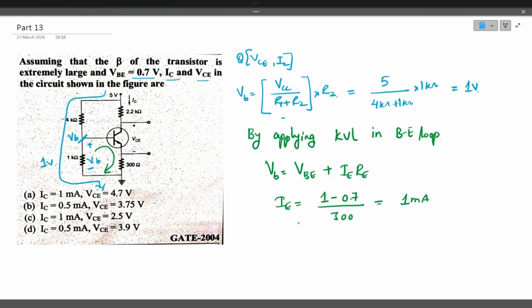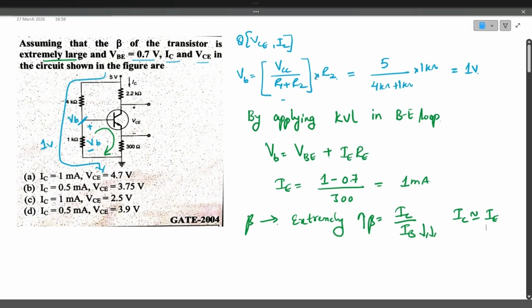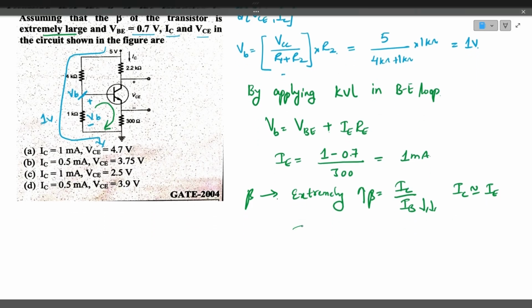Here it is already given that beta is extremely large. That indicates the collector current and emitter current are the same. Beta is equal to IC by IB, collector current divided by base current. Beta is very large, in a sense, base current is very less. So this indicates the collector current and emitter current are both approximately the same. So now the collector current is equal to the emitter current, that is 1 milliamp. Now we got the collector current.